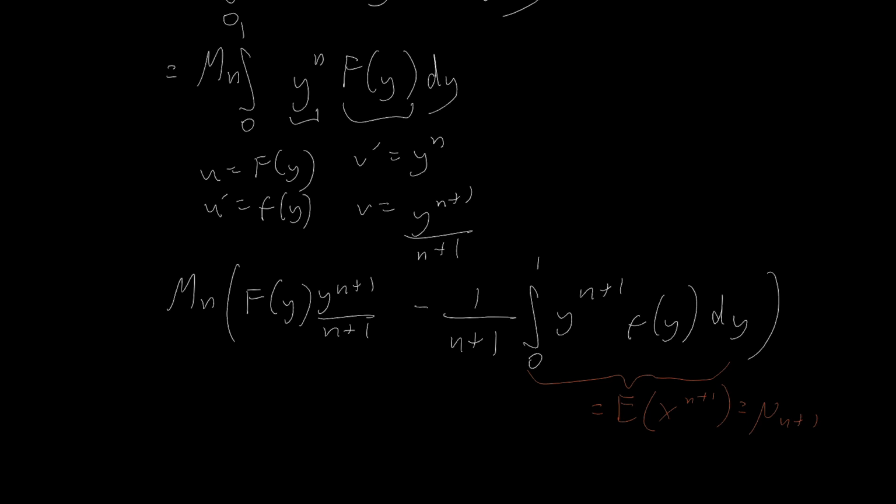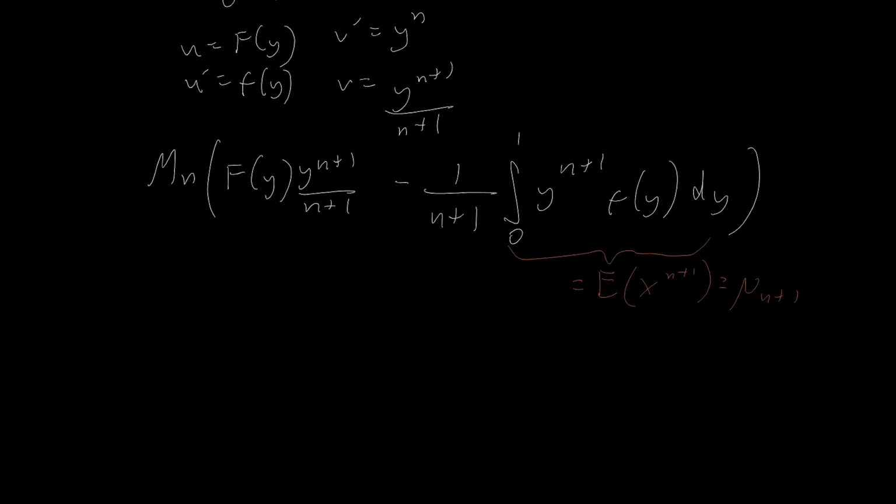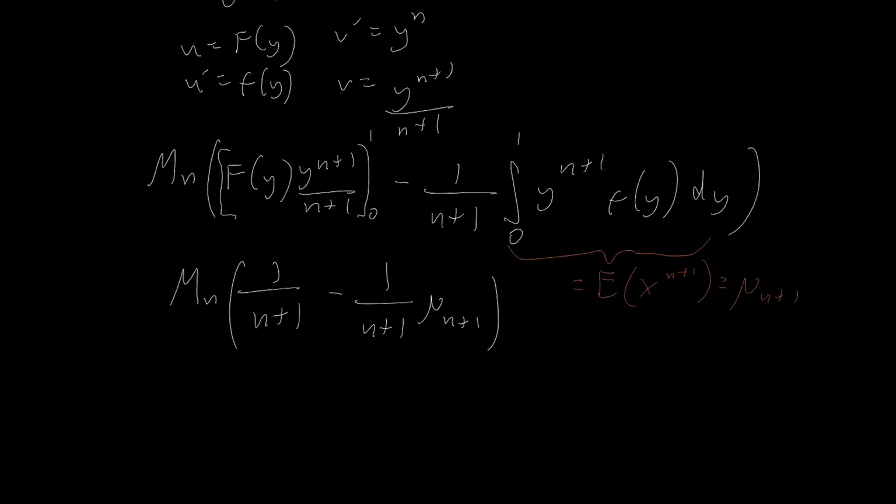So wrapping this all together, we get... Okay, I forgot to put this little thing here. That's between 0 and 1. We don't want to keep the F(y) in our expression. And we said before that F(1) is 1, F(0) is 0. So plugging in 1 here, we just get Mn, and then that's just 1 over n plus 1. So 1 over n plus 1 minus 1 over n plus 1, and that's just mu_{n+1}, as we said. Okay, so that's that.